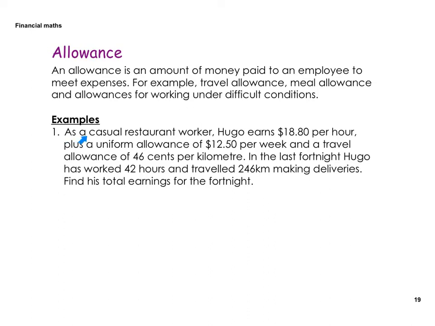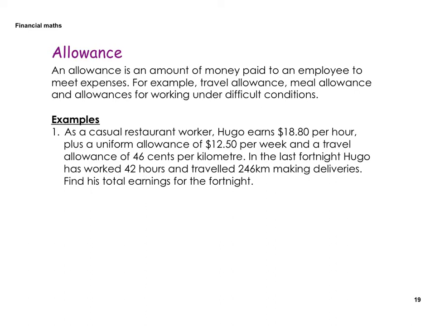Question 1. As a casual restaurant worker, Hugo earns $18.80 per hour, plus a uniform allowance of $12.50 per week, and a travel allowance of 46 cents per kilometre. In the last fortnight, Hugo has worked 42 hours and travelled 246 kilometres making deliveries. Find the total earnings for the fortnight. Okay, so quite wordy. I would probably put it into parts, get each part separately, and then add them all up.